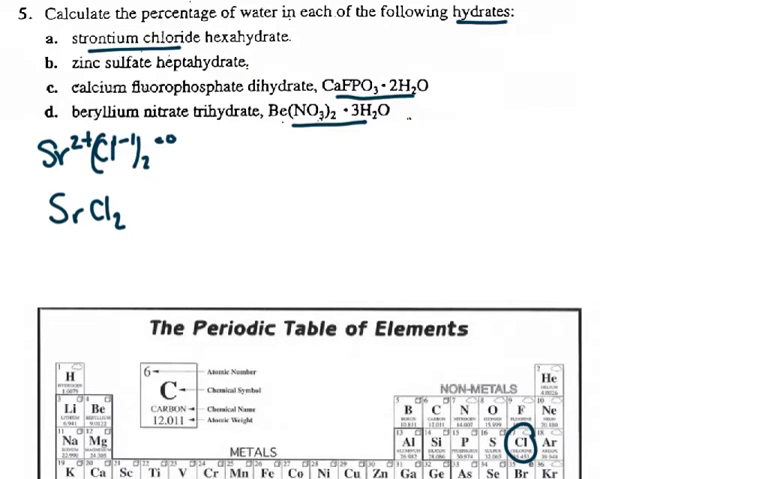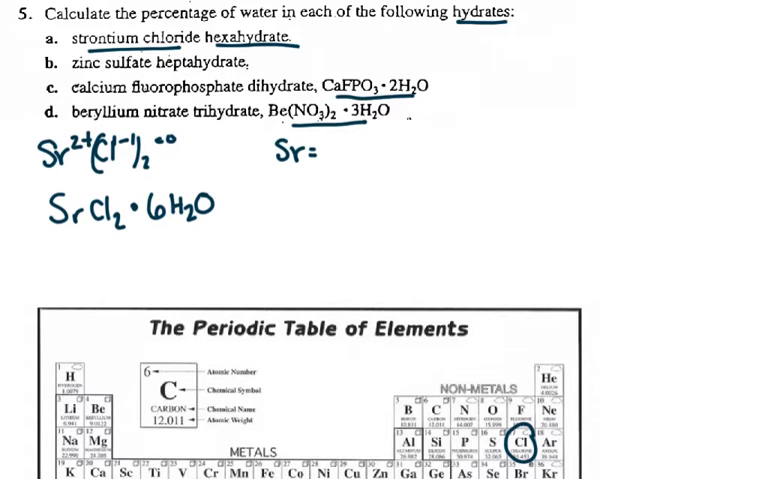Now the hydrate part, hexahydrate, that means I have 6 waters. The hexa stands for the number 6, and then hydrate is H2O. So there's my formula, and I'm going to perform a percent composition problem on this formula to find out just the percent composition of the water. So first I need to do the formula mass of the entire thing.